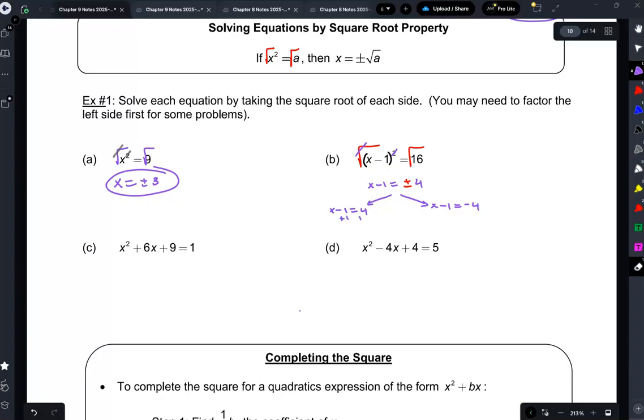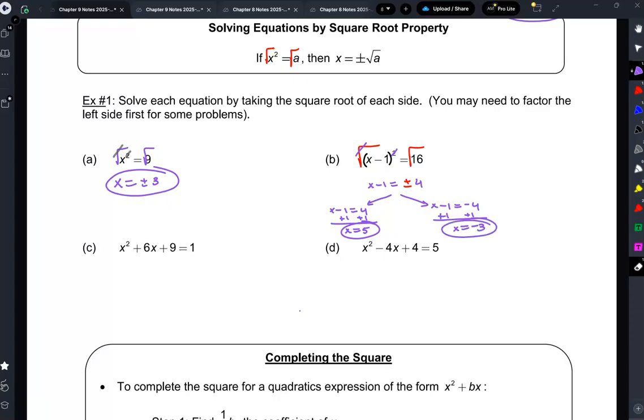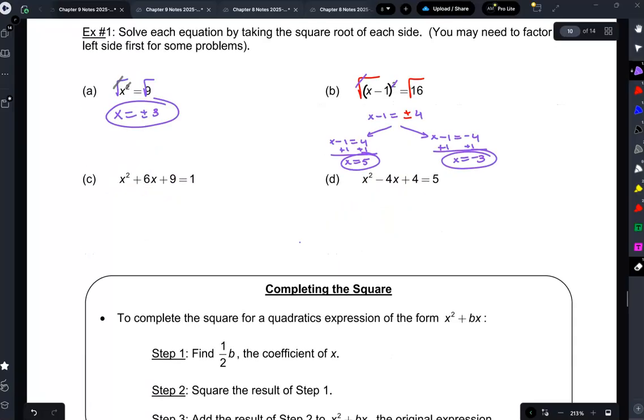So plus 1, x equals 5. Plus 1, x equals negative 3. Okay, so those are my two answers, 5 and negative 3. Okay, let's do another one.